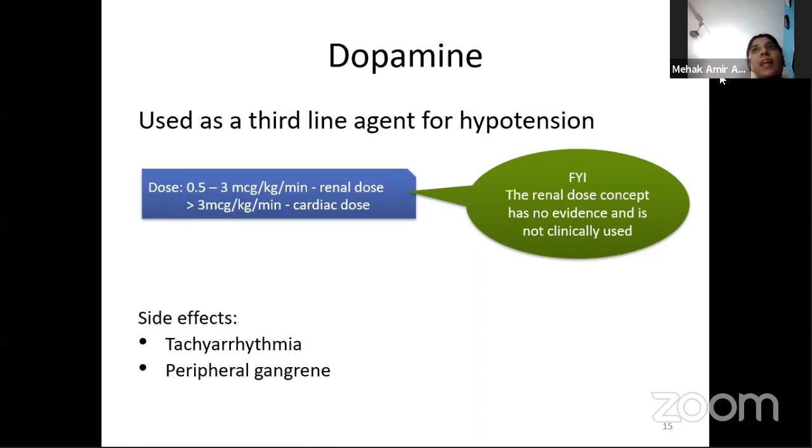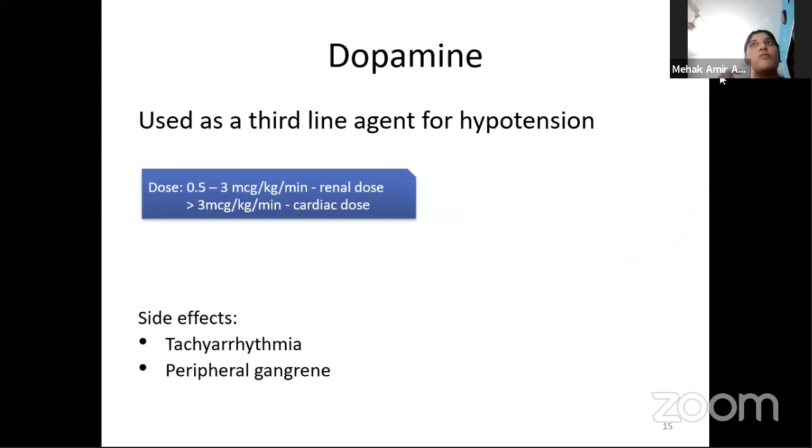It is considered that the renal dose can improve oliguria, and it helps to improve the tubular function by increasing the blood flow to the renal tubules. But there is no research-based evidence for it, so we are not considering it yet in the West. The cardiac dose, yes, above 3 is considered the cardiac dose for treating hypotension, and it also can cause peripheral gangrene due to decrease in tissue perfusion.